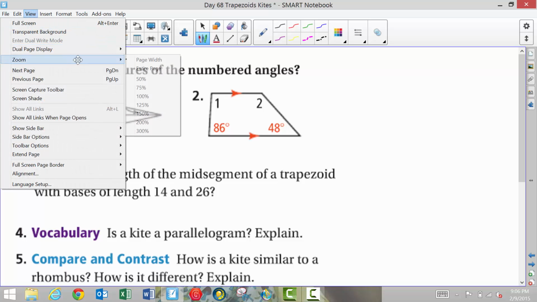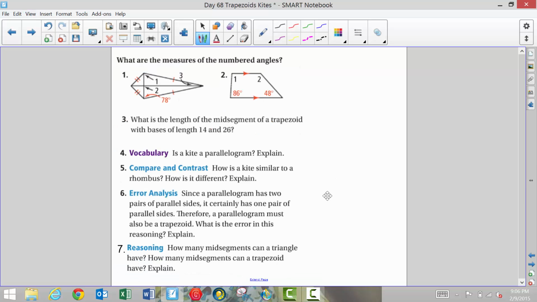So here are some example problems I'd like you to try on your own. These are very good challenge problems. And then also try the homework. If you have any questions, see me after school, before school, send me an email, and also work on your Math Excel.